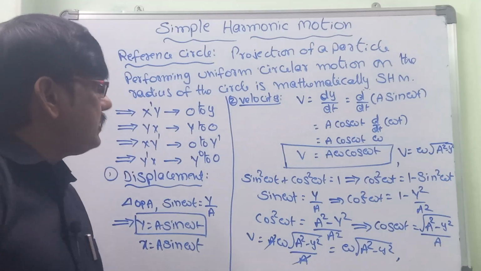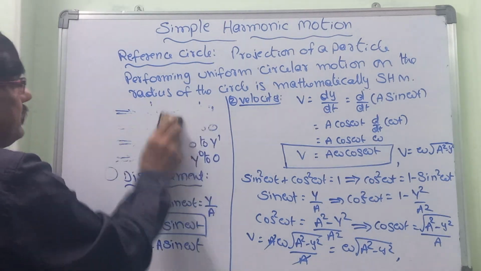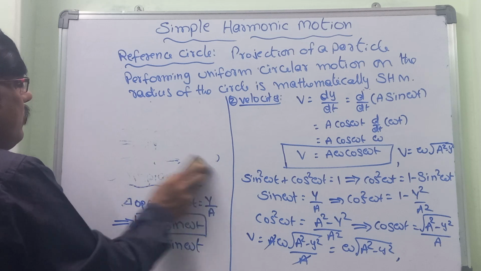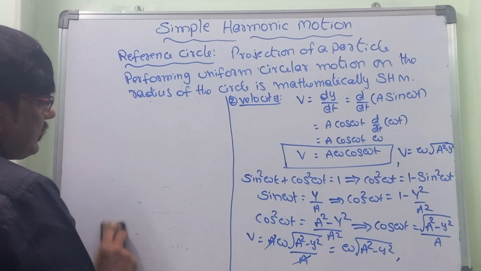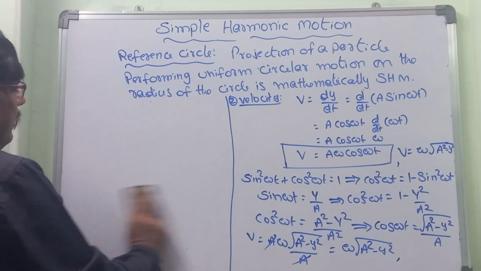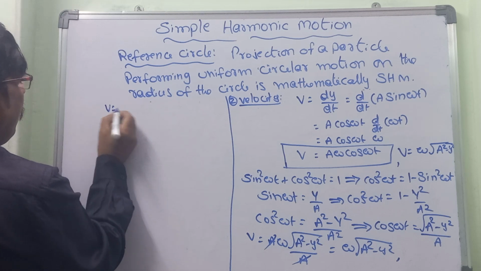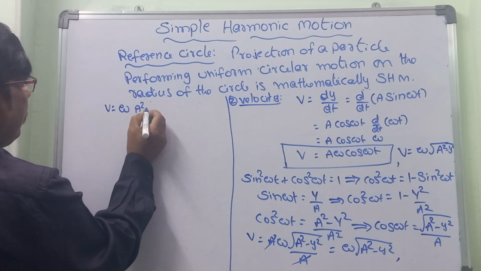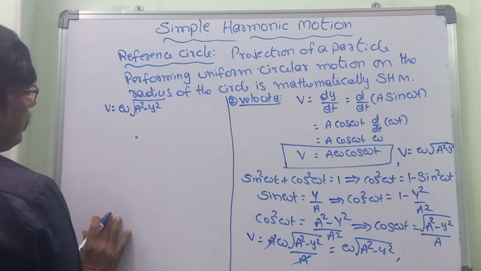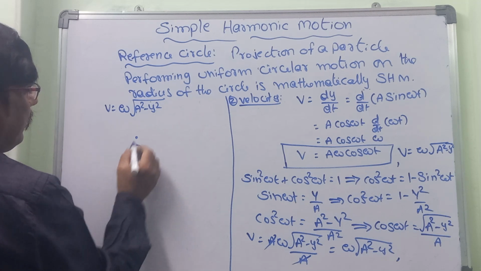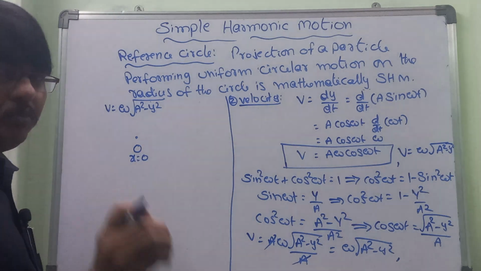Now let's discuss still more about this omega. Now let us discuss more about this velocity, because this will come in the exam. Now here v is equal to omega square root of a square minus y square. Now let us take one particle, this is at the mean position. So at mean position displacement is 0, because the particle is not moving.